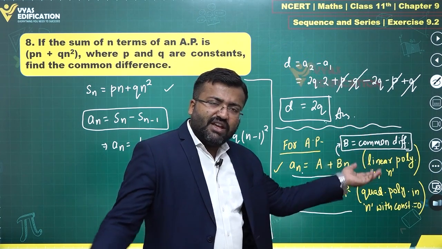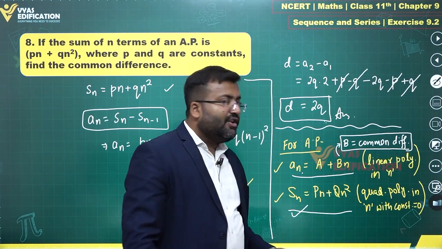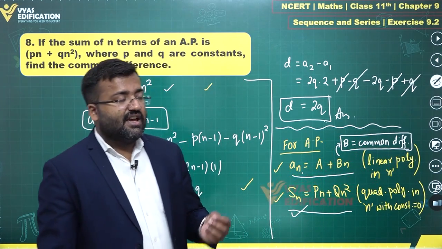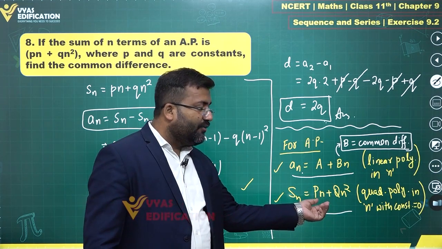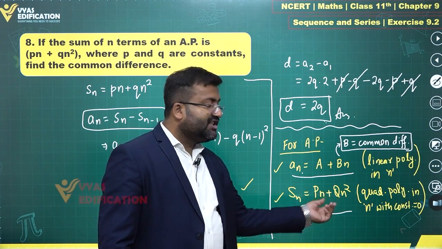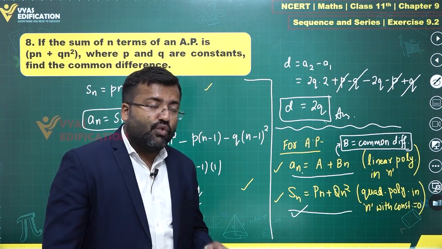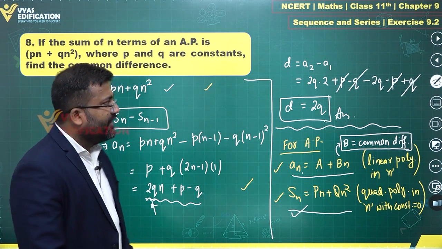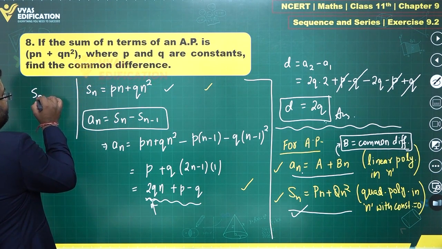P and Q, A and B can be related among themselves by some value. But if you are given Sn, can you find the first term easily? Yes. If you find S1, that is A1 only. So P plus Q is the first term. And if you find the value of S2, S2 will be A1 plus A2.